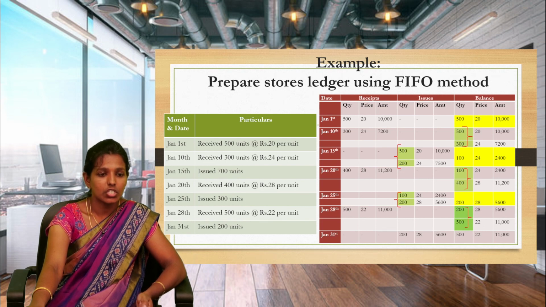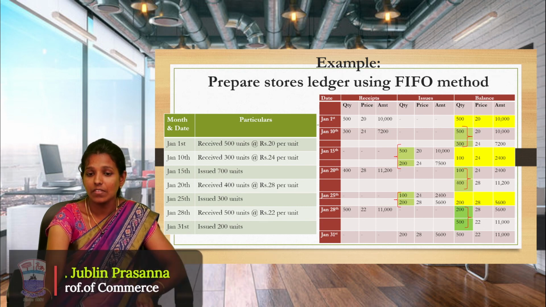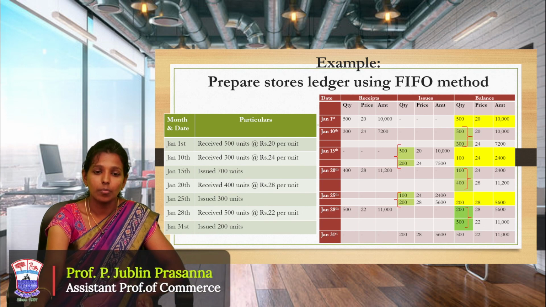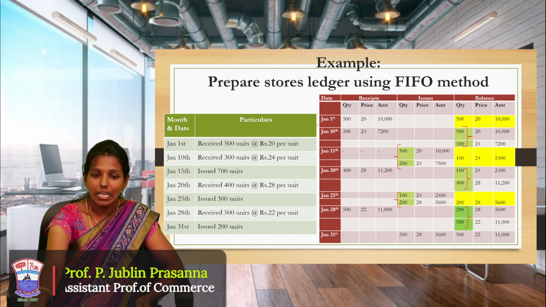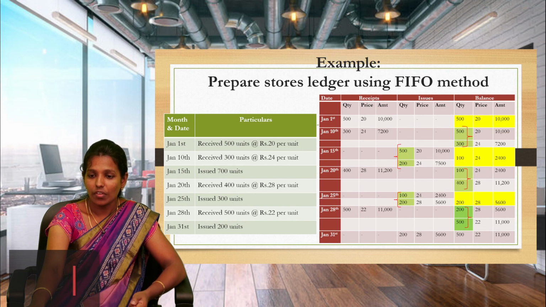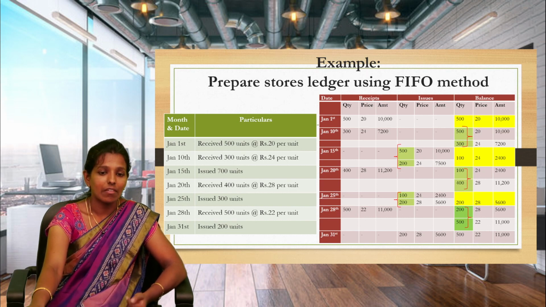The next transaction is January 28. Again I am receiving 500 units at the rate of rupees 22 per unit. So in my receipts column I am recording 500 units at the rate of rupees 22, which amounts to rupees 11,000. So now my current balance: already I am having 200 units at the rate of rupees 28, and again I am receiving 500 units at the rate of rupees 22, which amounts to rupees 11,000.